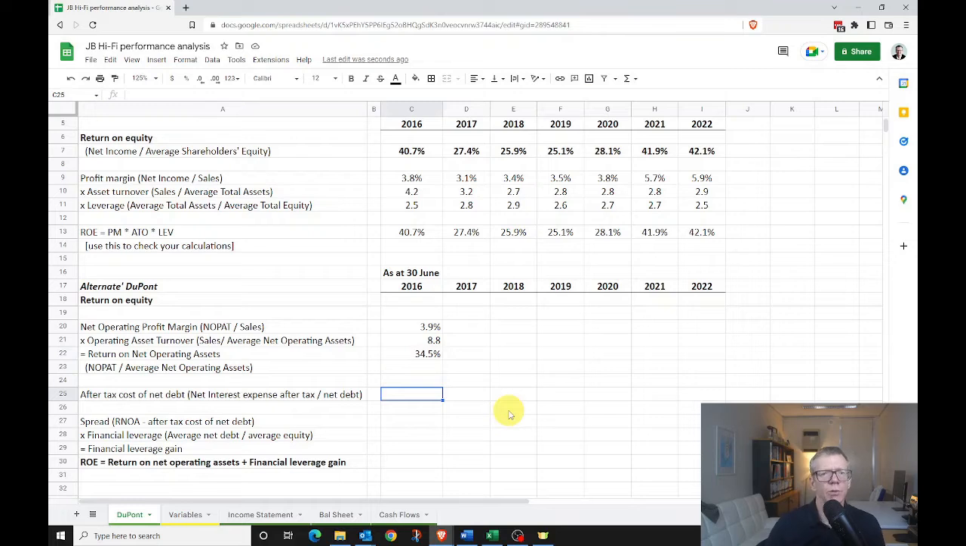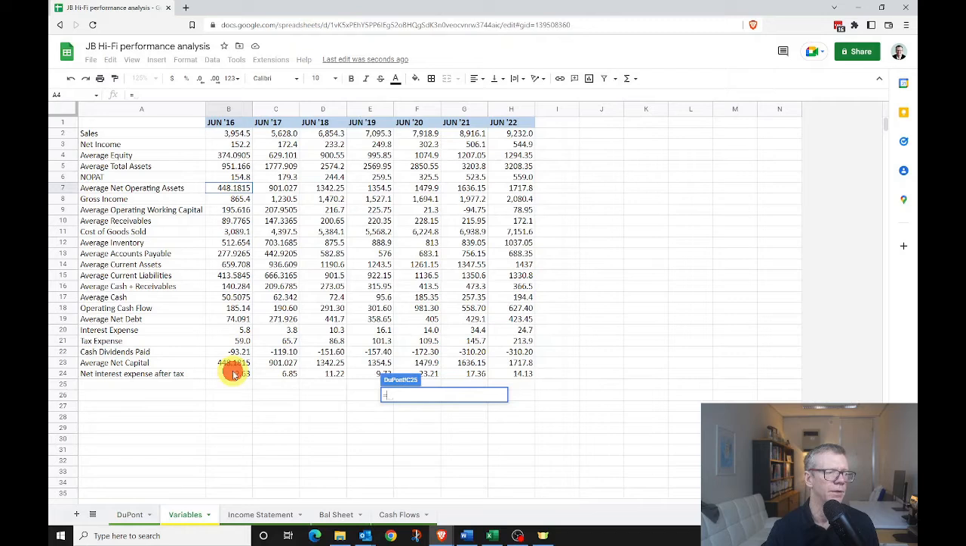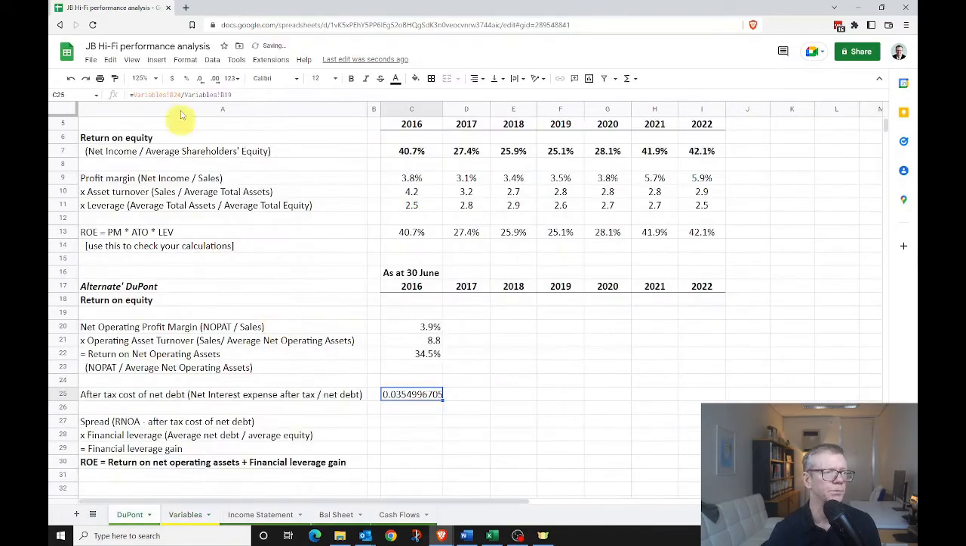The next measure we want is going to be the after-tax cost of debt. Now we're going to measure that by the net interest expense after tax divided by the average amount of net debt that we had in the balance sheet over the year. So our net interest expense after tax divided by the average net debt. And let's turn that into a percentage. So this is their after-tax borrowing cost, and we can just see if that number seems plausible. 3.5% as an after-tax borrowing cost for JB Hi-Fi. This strikes me as in the plausible range.